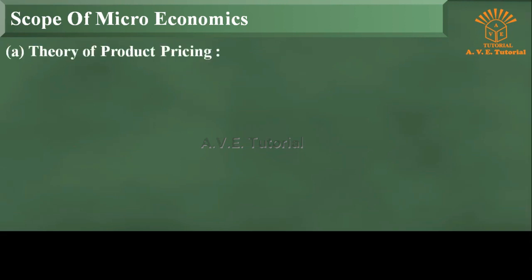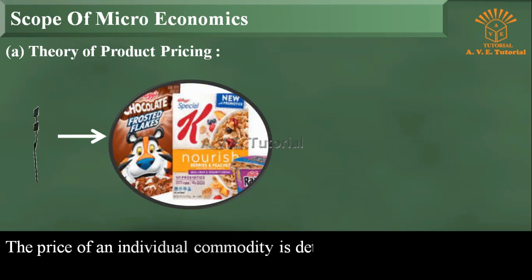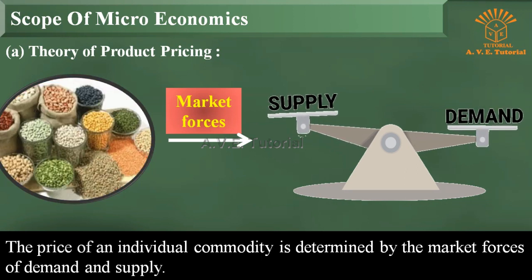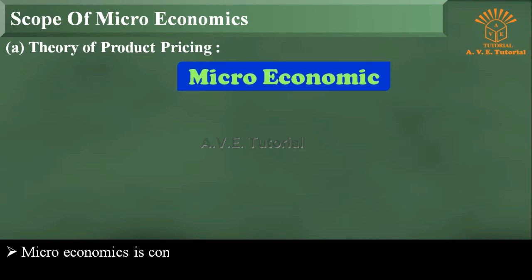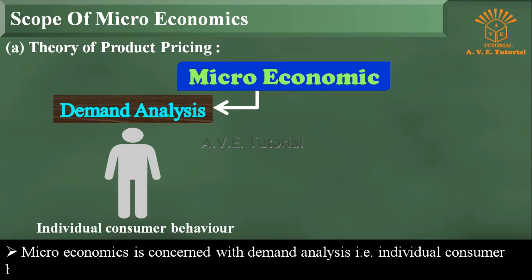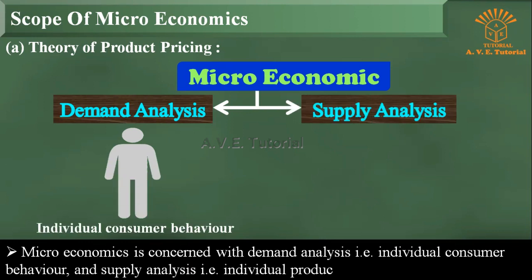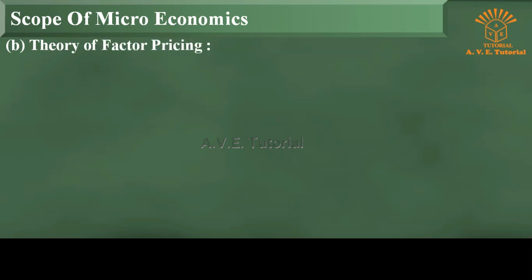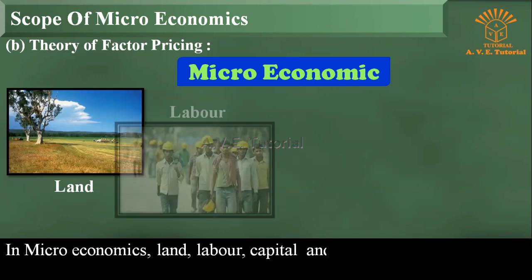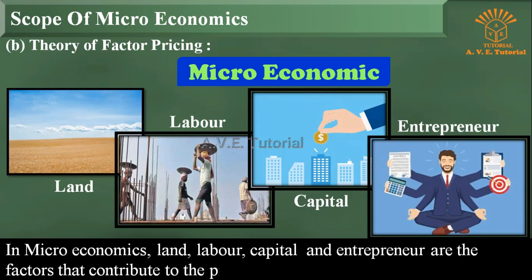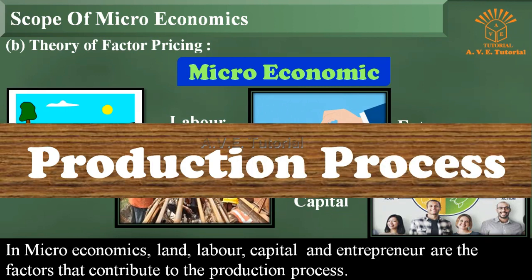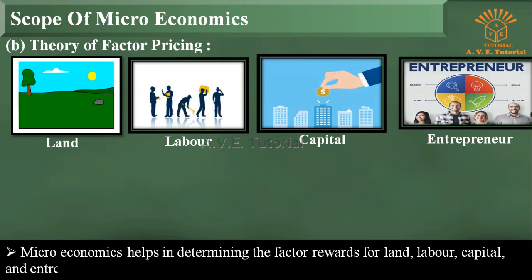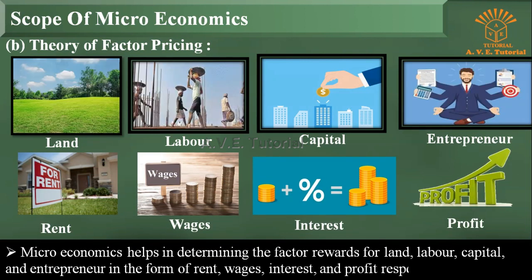A. Theory of product pricing. First, the price of an individual commodity is determined by the market forces of demand and supply. Second, microeconomics is concerned with demand analysis, that is, individual consumer behavior, and supply analysis, that is, individual producer behavior. B. Theory of factor pricing. First, in microeconomics, land, labor, capital and entrepreneur are the factors that contribute to the production process. Second, microeconomics helps in determining the factor rewards for land, labor, capital, and entrepreneur in the form of rent, wages, interest, and profit respectively.